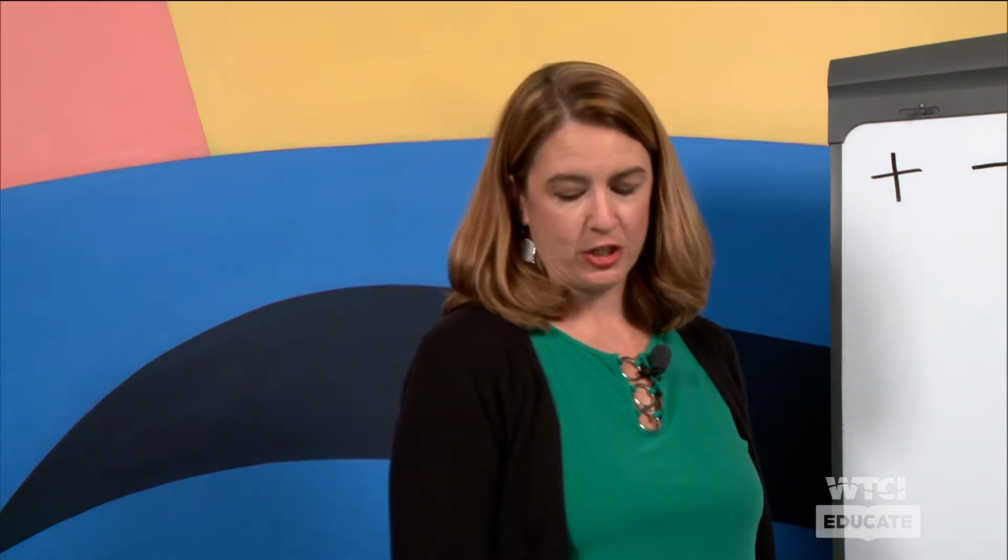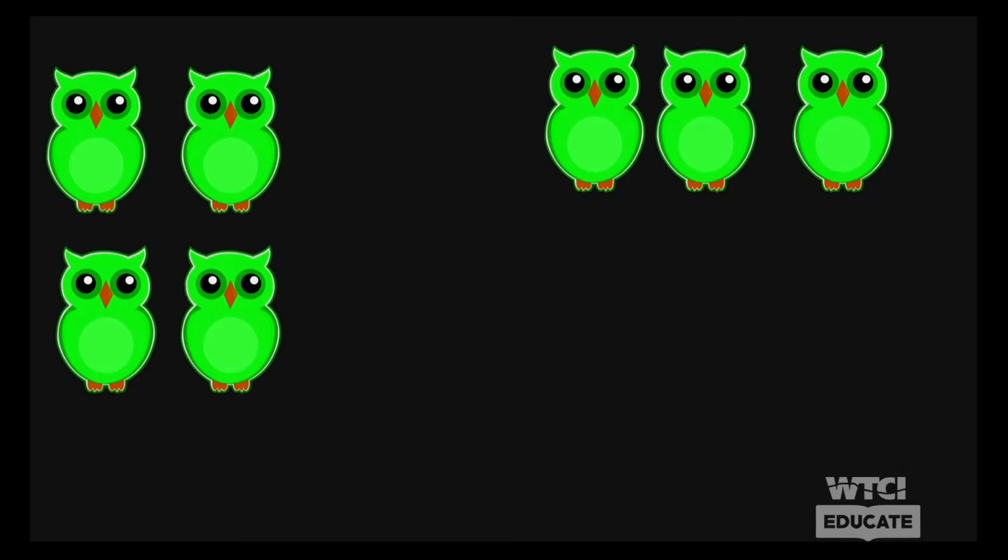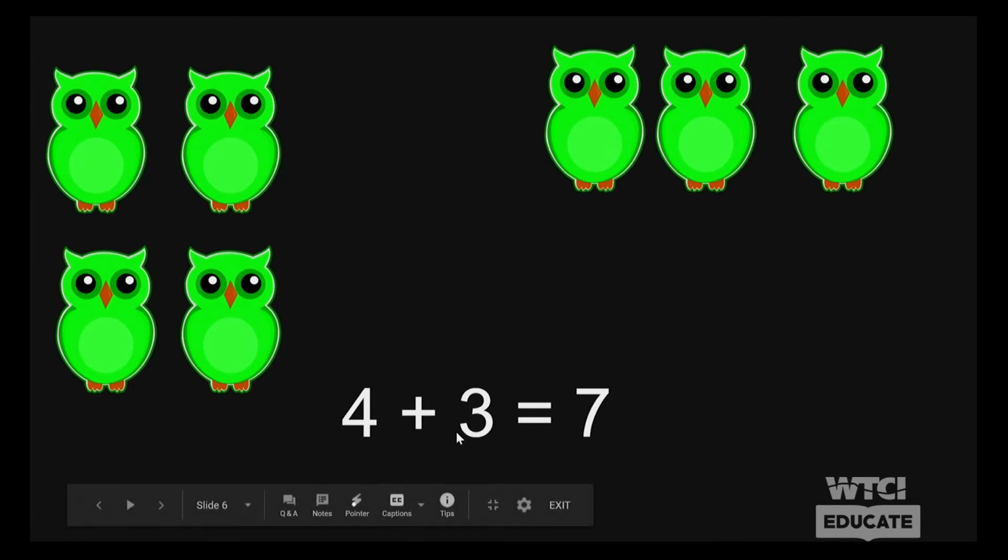Let's look at our first picture. What do you see? How do you see it? I see 4 owls on the left and 3 owls on the right. In my mind, I know that that is 7 owls all together. If I were to write an equation to match the picture, it would look like this. 4 plus 3 equals 7.